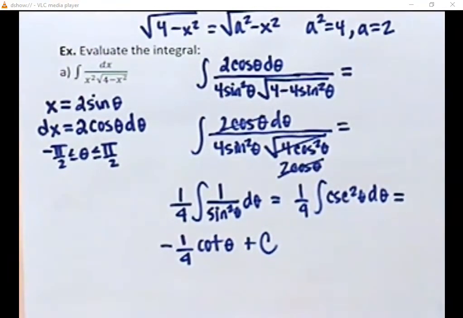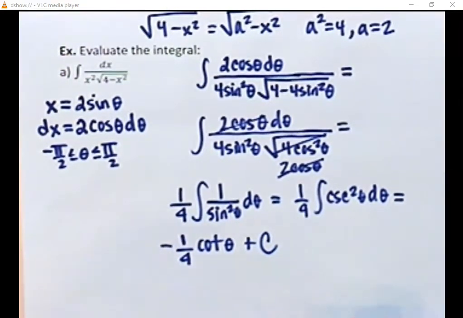Now, you're tempted to stop here. You're like, that wasn't too bad. I could be done. However, is this the kind of answer we want? Because what was the original integral in terms of? x. And I have it in theta. How do I put it in terms of x? Just like in u substitution, you don't want to leave u here. You don't want to leave it in terms of theta. So now I have to go back and say, what's cotangent of theta?